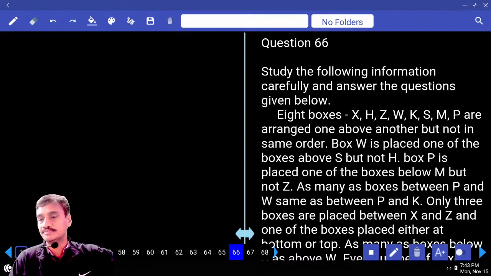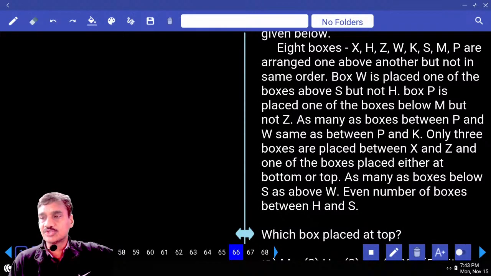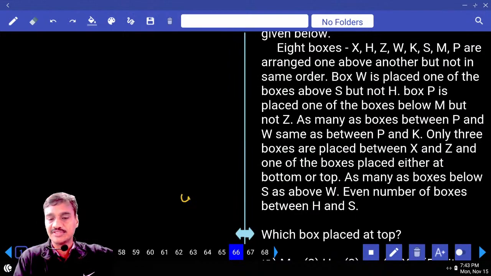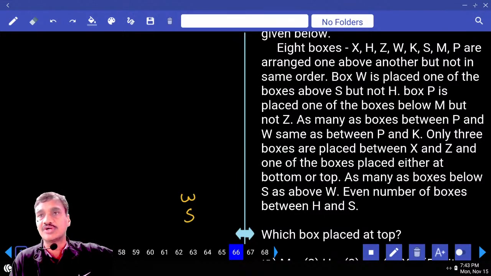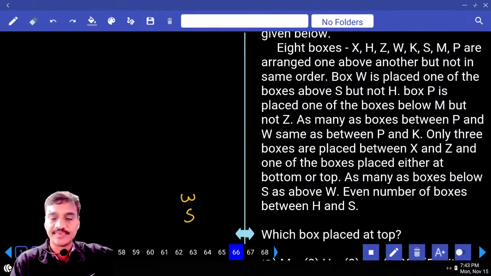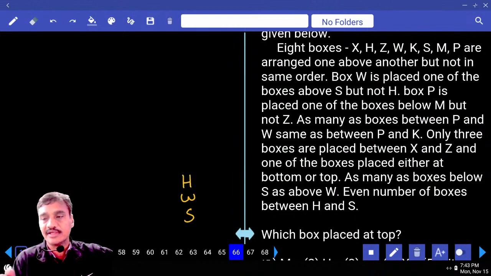Then coming to this one, 8 boxes were there and they are arranged one above the other but not necessarily in the same order. W is placed at one of the boxes above S. W is at one of the boxes above S, the word immediate is not given. Hence anywhere above this S. But not to H means W is below this H. W is below this H and above this S. And P is placed at one of the boxes below M. Now M is here and P is placed at one of the boxes below M but not Z. P is not below Z, hence P is above this Z. Done? And next one, P is above this Z.